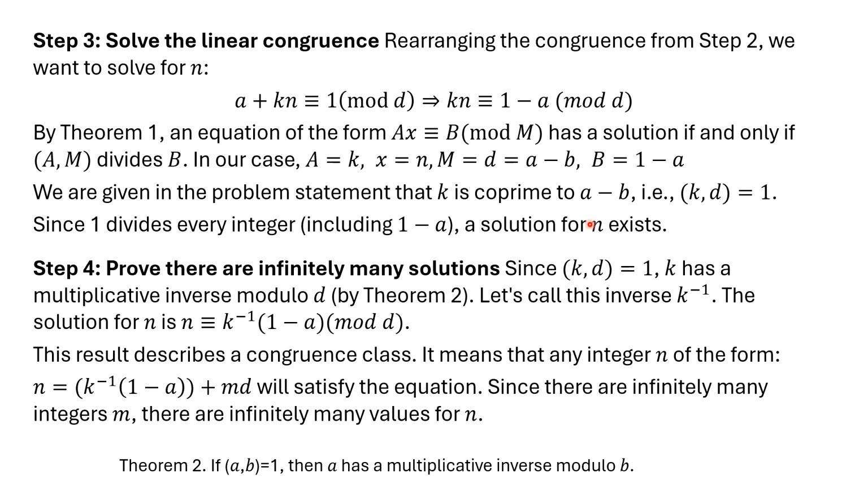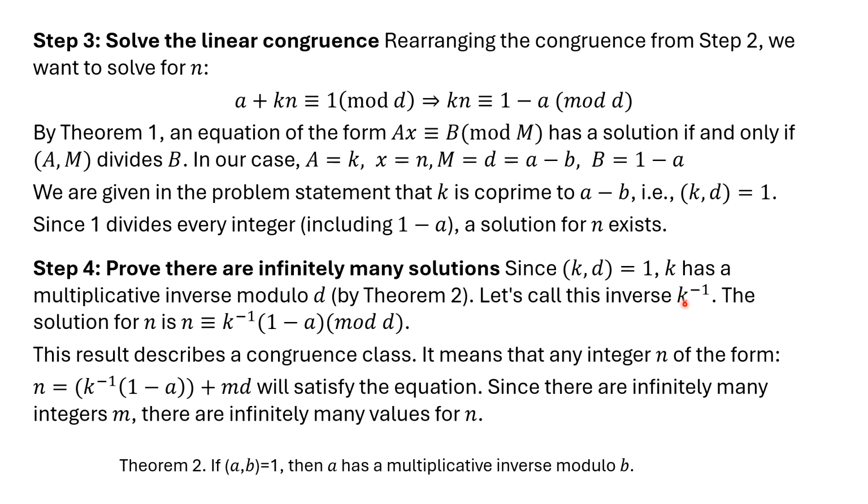So that only gives us one solution. In order to prove that there are infinitely many solutions to our problem, we can do the following. Since the GCD of k and d is 1, k has a multiplicative inverse modulo d. That was the second theorem we proved a little while back. Let's call that multiplicative inverse k minus 1.